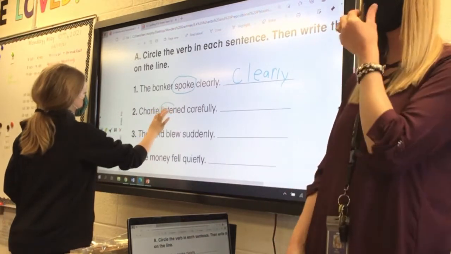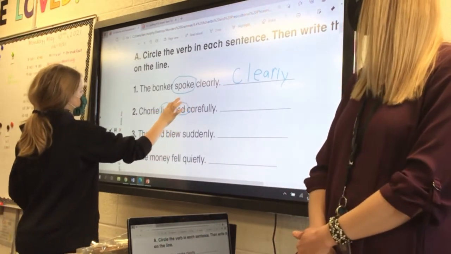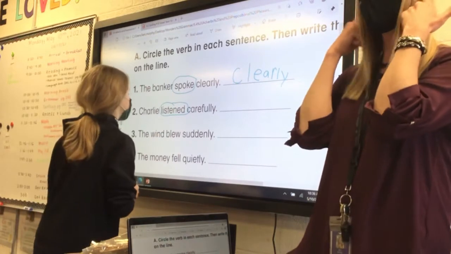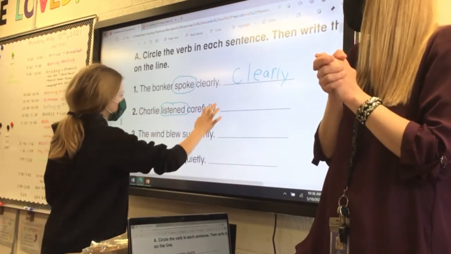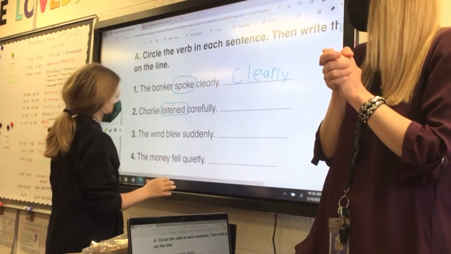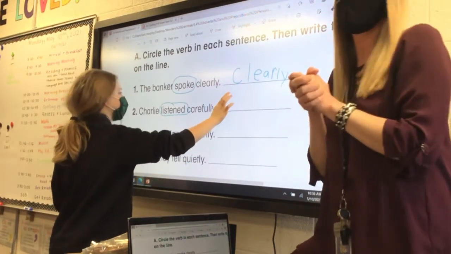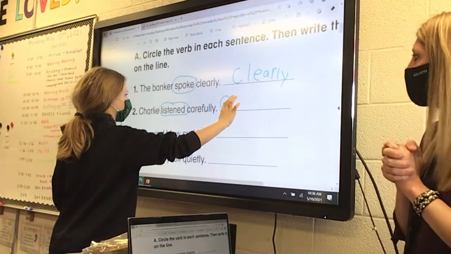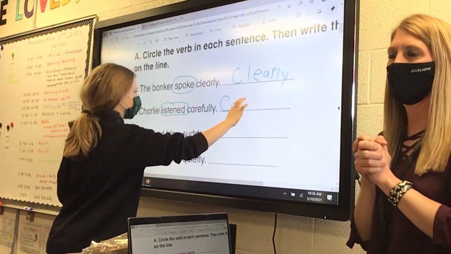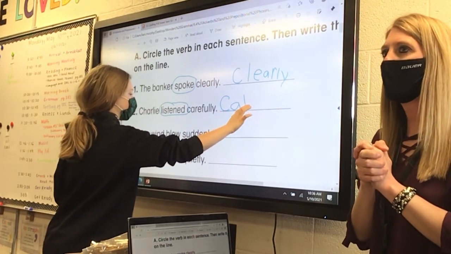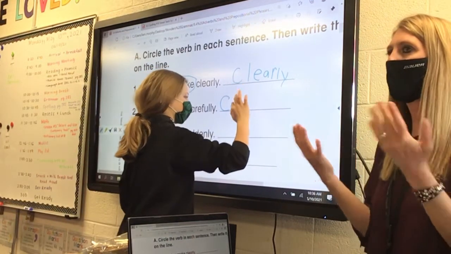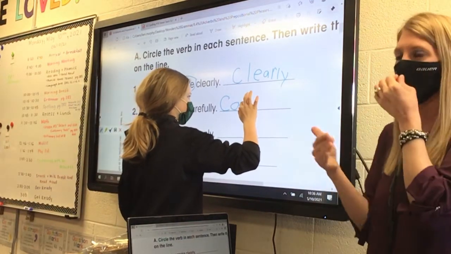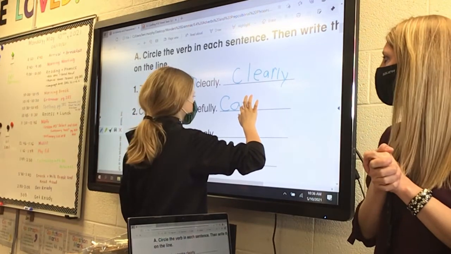Charlie listened carefully. So what is our verb? Listen. That's something you can do, but how did he listen? Clearly. No, not clearly. You're close though. Carefully. He listened carefully. That's the adverb, and it ends in ly. Remember, a lot of adverbs end in ly, because that tells us how the verb is being done.